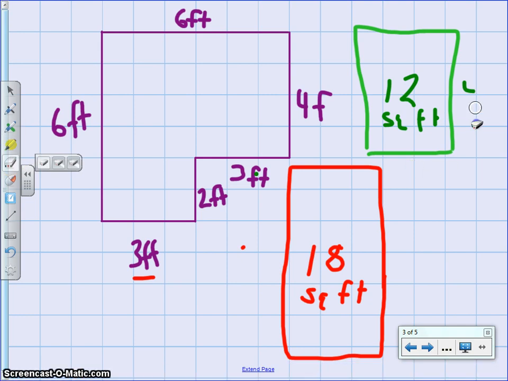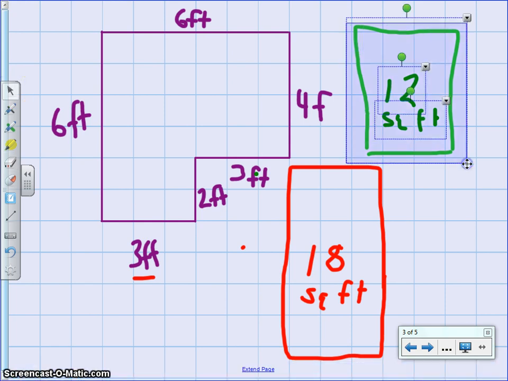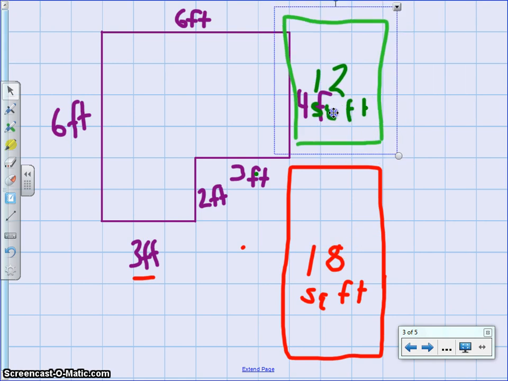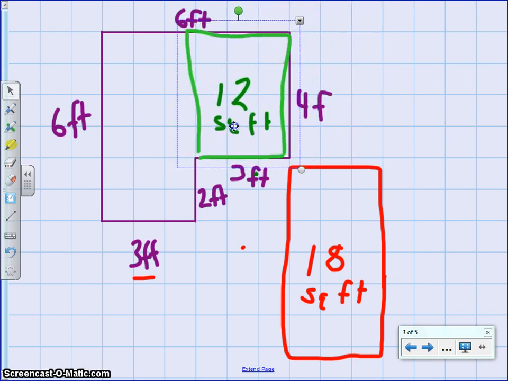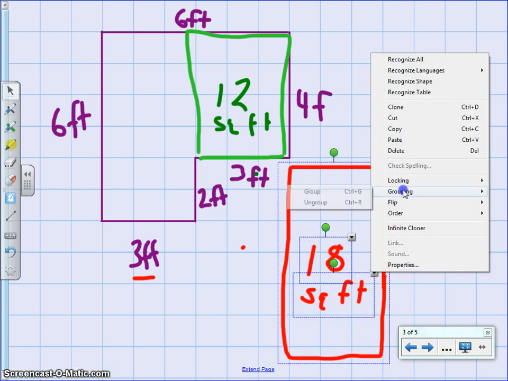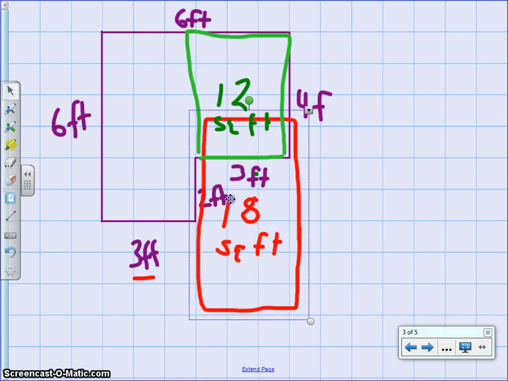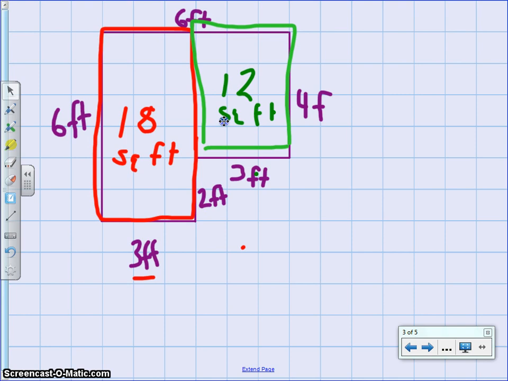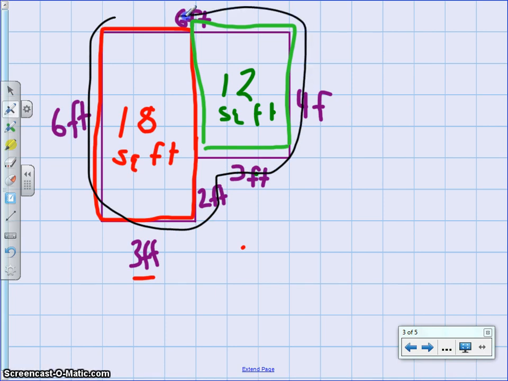And then my last step in this is just adding these two sections back together. It's sort of like I'm adding them back to where they were, kind of like putting that one back in there, and then taking this one and sliding it back in here. I found this area, I found this area, and I add them together, and that's going to give me that total area of this whole thing.